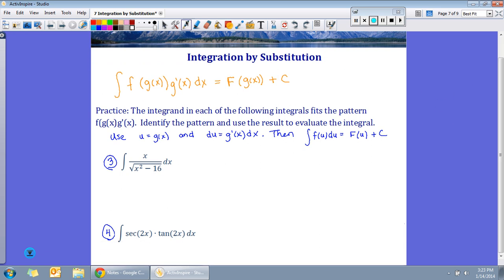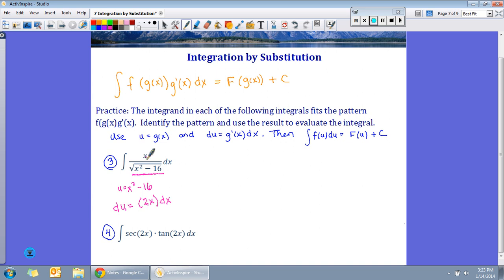So for the third example, same thing, practicing finding the pattern and using the result to evaluate. So we're going to have u be the part that's inside the square root, because the square root is your outside function. So u is going to equal x squared minus 16. And we want to find the du, the derivative of that. So that's going to be 2x minus 0 times dx.